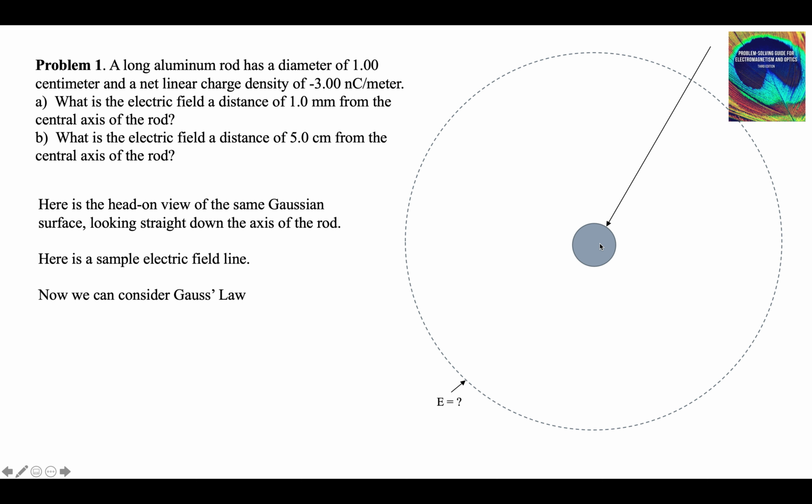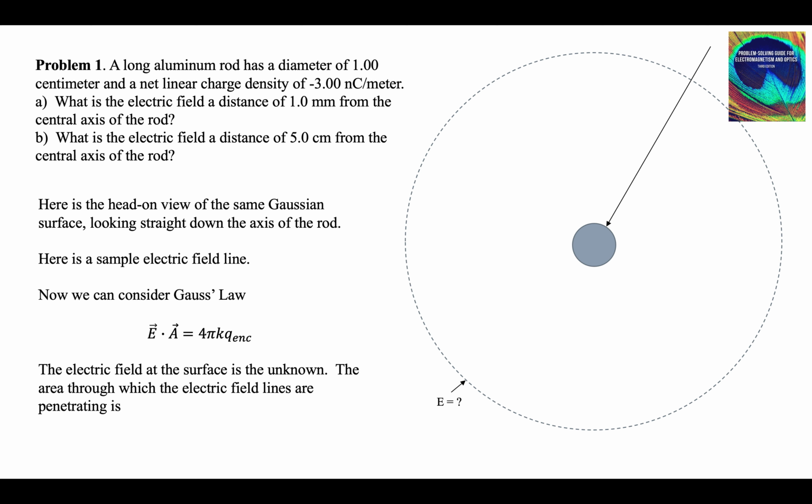Now we can consider Gauss's law. E dot A is 4 pi k q enclosed. When we do problems in this chapter, we got one move. There's only one equation. E dot A is 4 pi k q enclosed. Electric field at the surface of the Gaussian surface is the unknown. The area through which the electric field lines are penetrating is the curved surface, and the curved surface has an area of 2 pi r L.